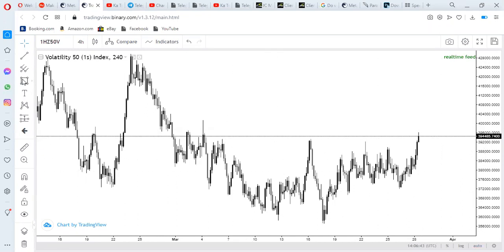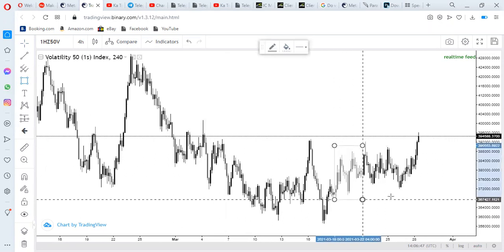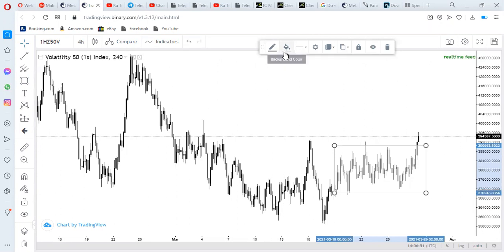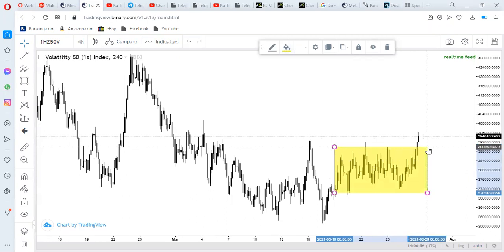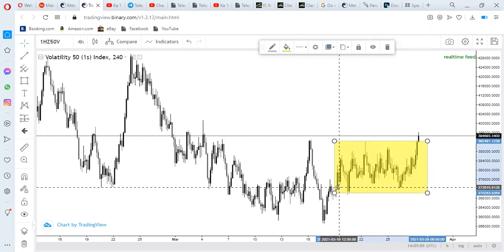Looking at here, we can clearly see that price is just consolidating around here, just trading up and down in this area. There's no trend here. We don't have a trend, but there's a secret behind this one I want to show you. That's why I started this meeting.